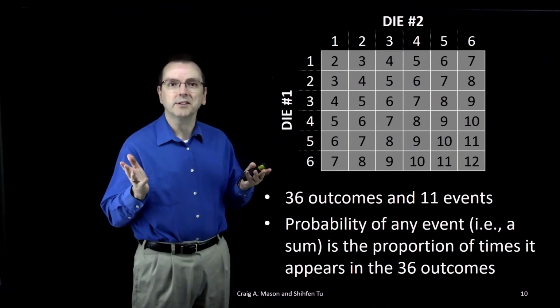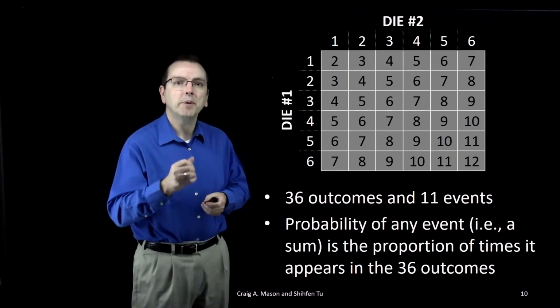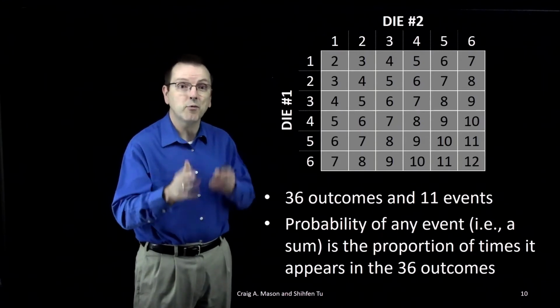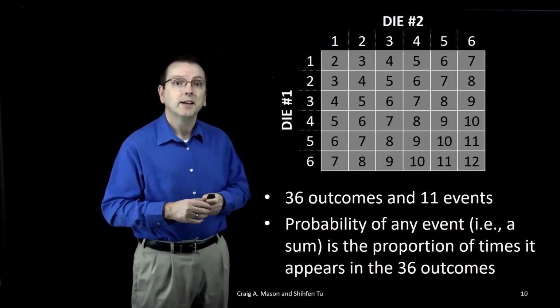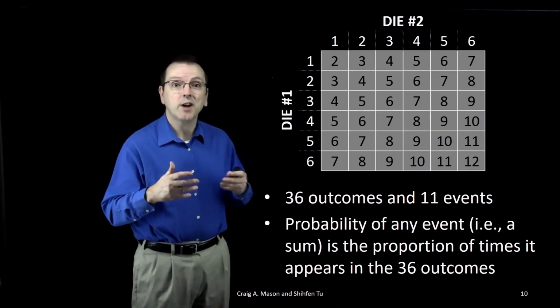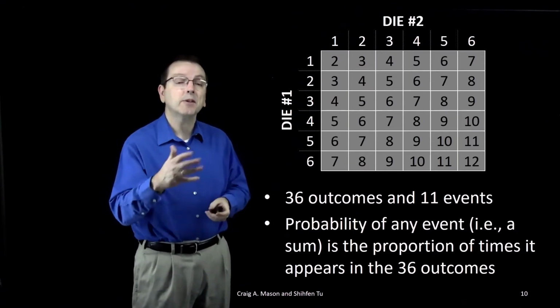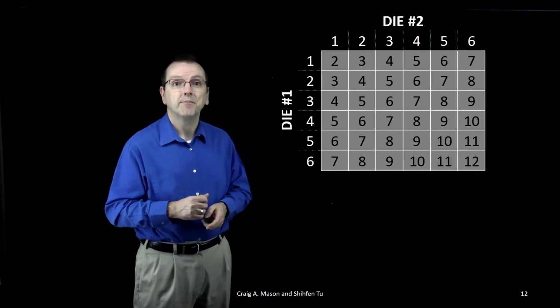Now, assuming our dice aren't weighted, each of these 36 outcomes has the same chance of occurring. 1 out of 36, right? So the probability of any given event, any specific sum for the 2 dice, is just the proportion of times that total, that event, appears in our 36 outcomes.